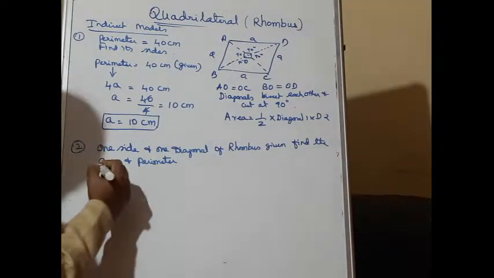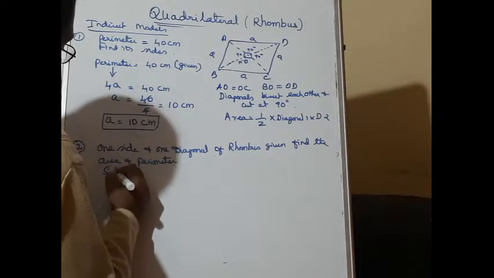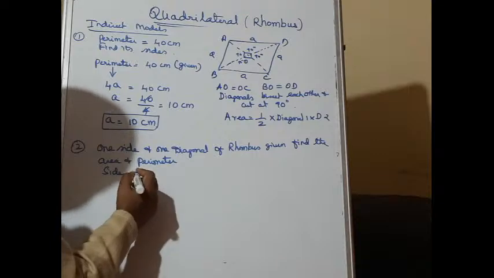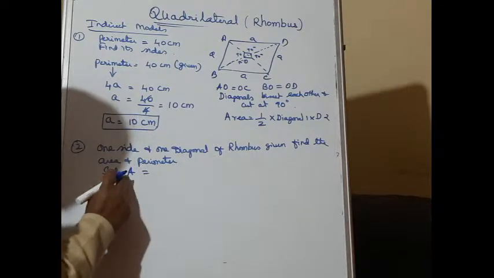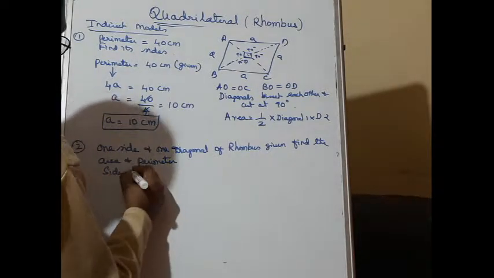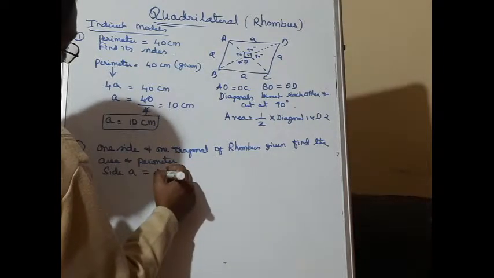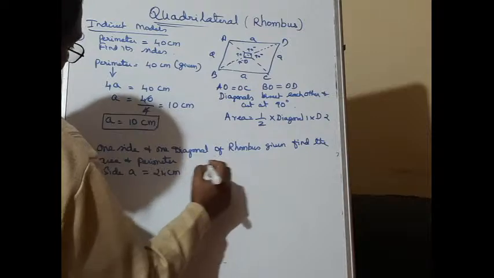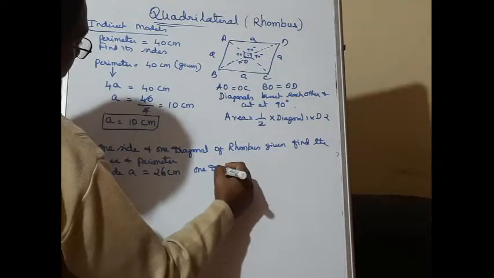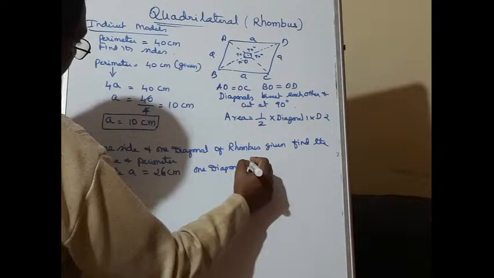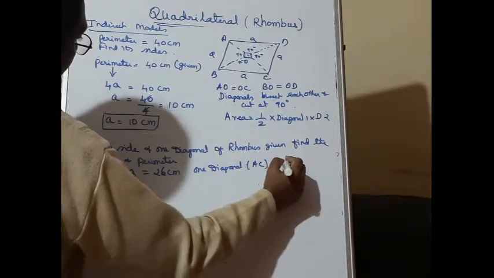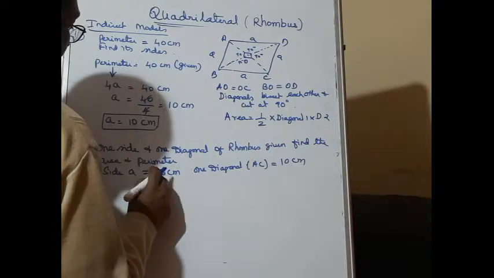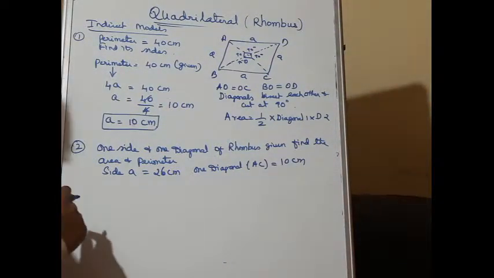Side a is equal to 26 centimeters. The sides are called by the small a. And one diagonal, you put AC equal to 10 centimeters. So one side and one diagonal are given. We have to find the area.